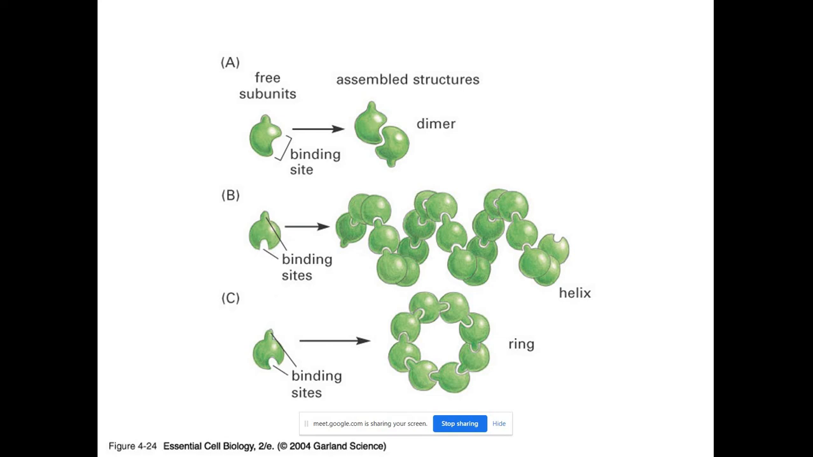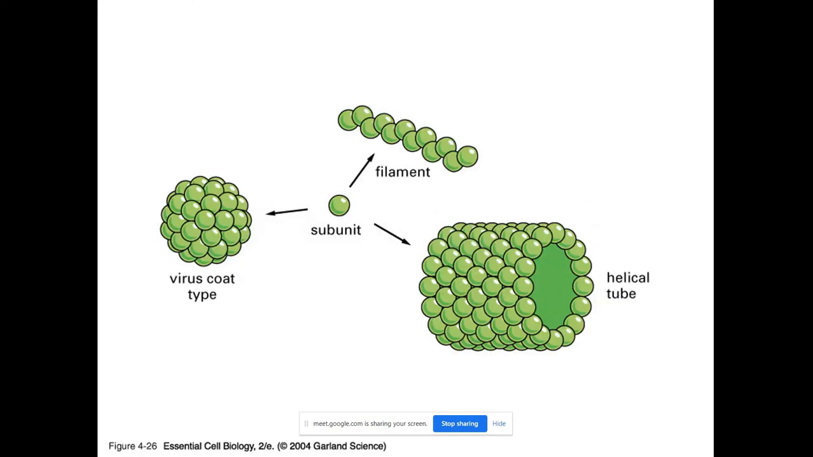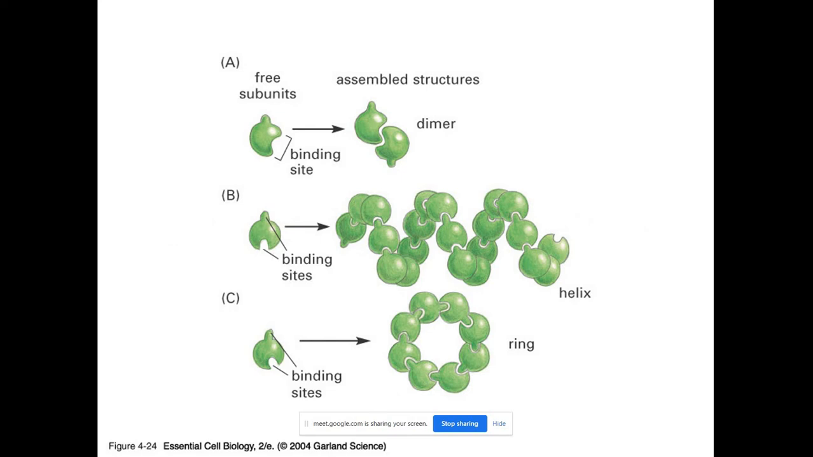Now next, the actin helix. This is the structure of the actin helix. You are able to see here that this is a fibrous structure. Now here you can see a virus coat protein. Actually it happens in the virus. There are different subunits, and in the viral protein they make a ring structure.